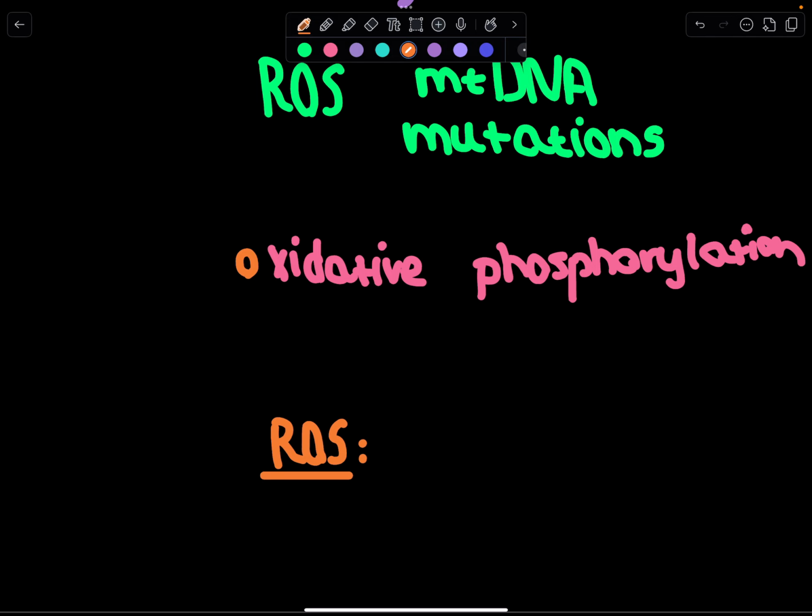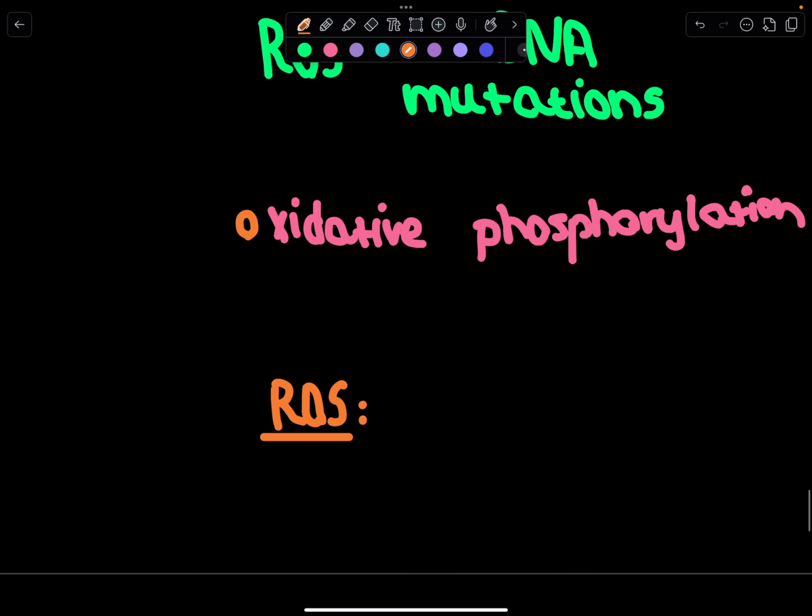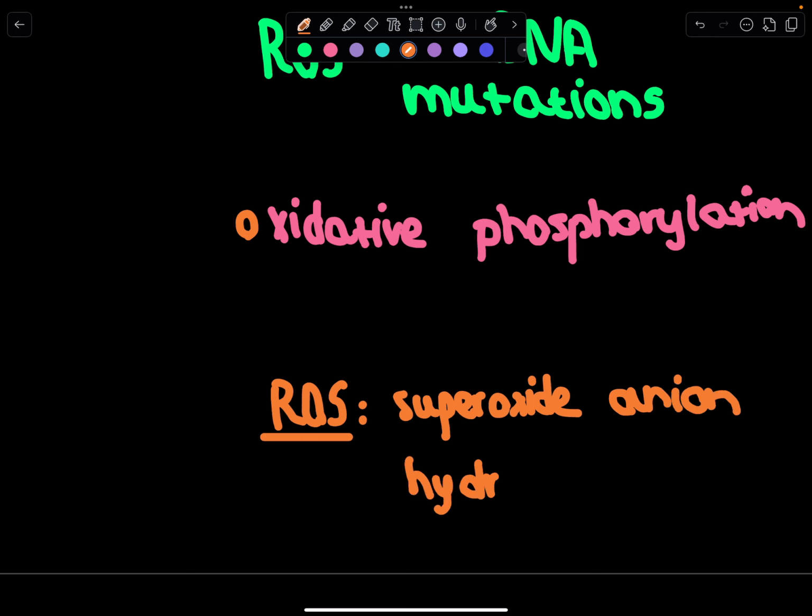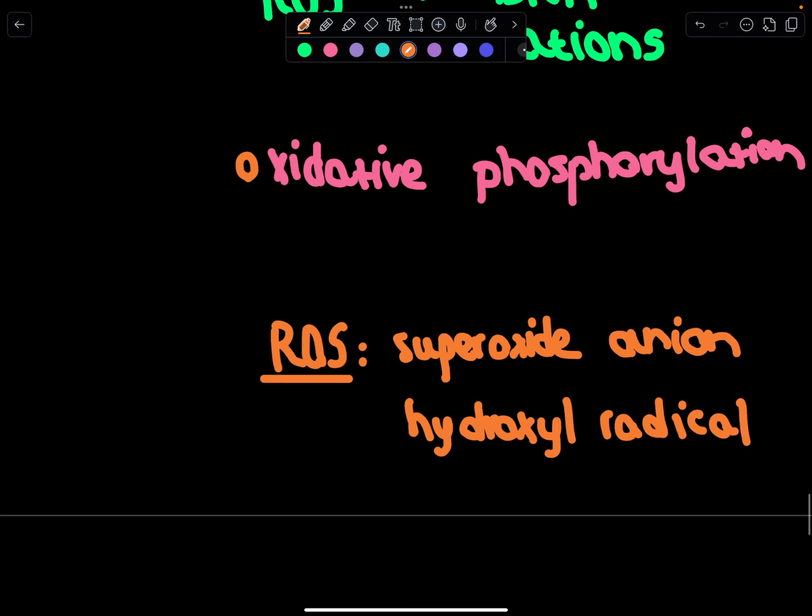Okay. Let's talk a bit about different reactive oxygen species such as superoxide anion, hydroxyl radical. Reactive oxygen species, ROS, like superoxide anion and hydroxyl radical, are highly reactive molecules formed as byproducts during the electron transport chain when electrons leak and react with oxygen.